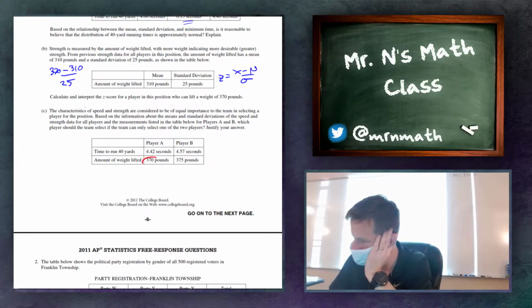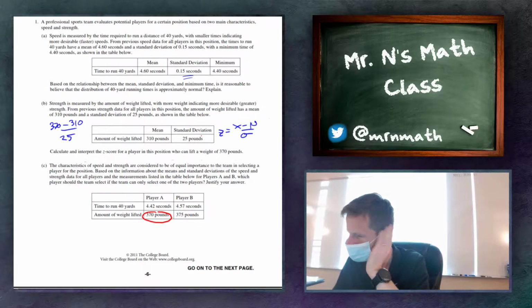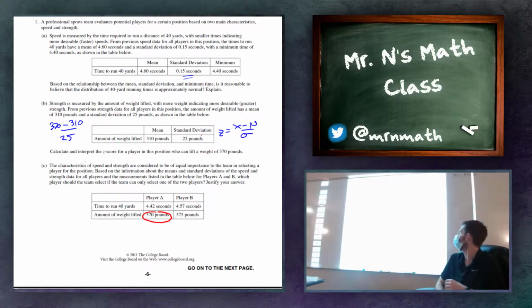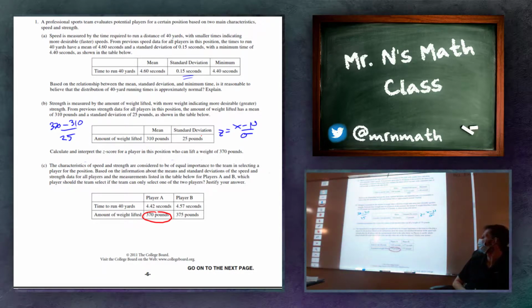What's the median time? There you go. Can you see these okay?